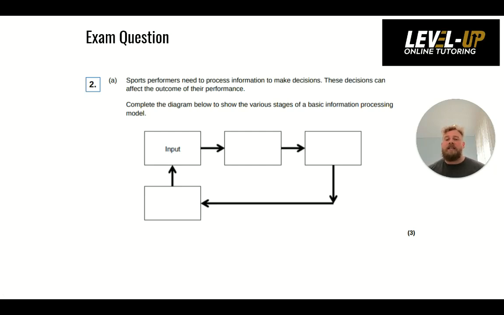So, an exam question. Sports performers need to process information to make decisions. These decisions can affect the outcome of their performance. Complete the diagram below to show the various stages of a basic information processing model. So we're starting with the input. So you will receive 1 mark for each of the other stages.